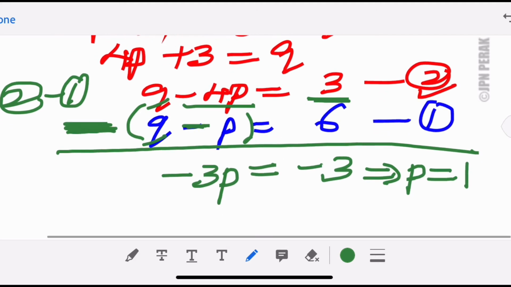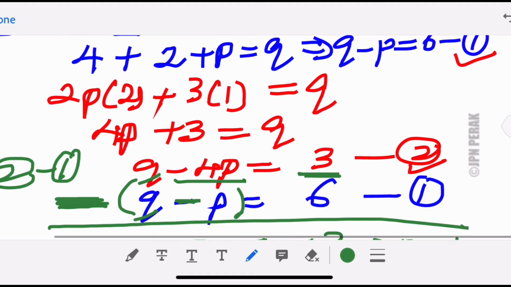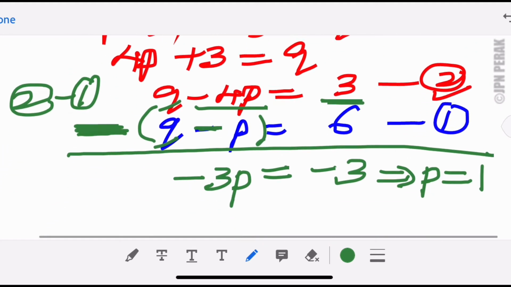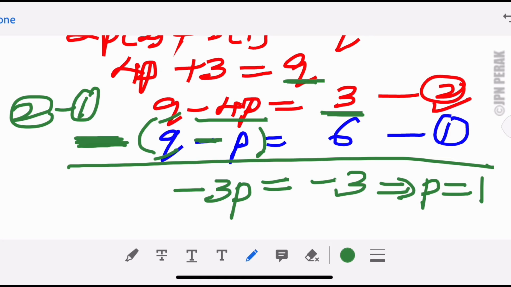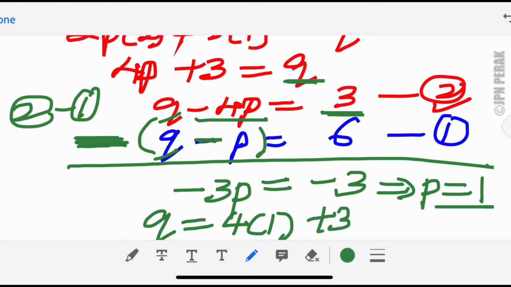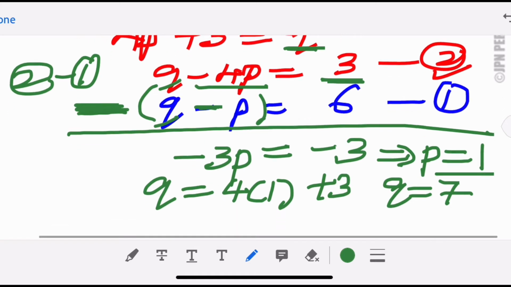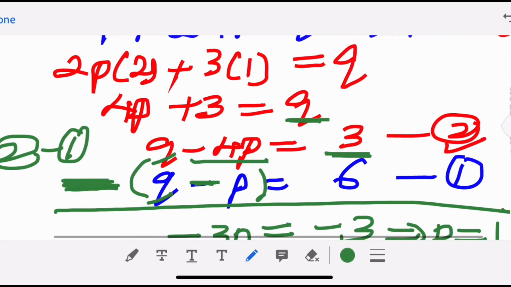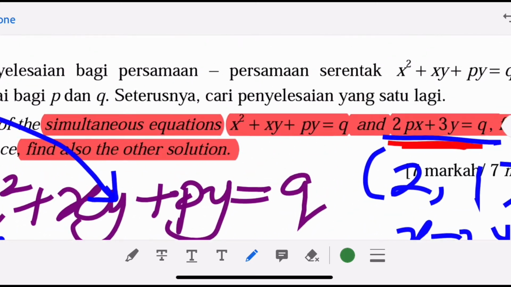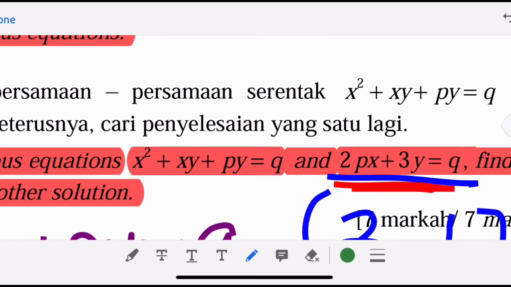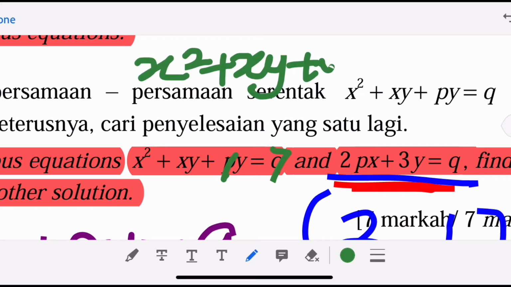And how to find the q? We can substitute into any equation. So we substitute here. So q is 4p plus 3. When you see p, you substitute 1. Hence q is equal to 7. So we have solved p and q. So we can use p and q and substitute back into this equation. We use p, which is 1 here, and q is 7 here. So we will get the equation x squared plus xy plus y equal to 7.